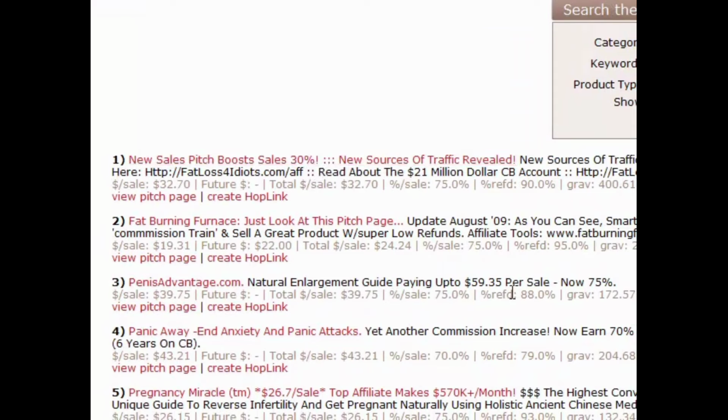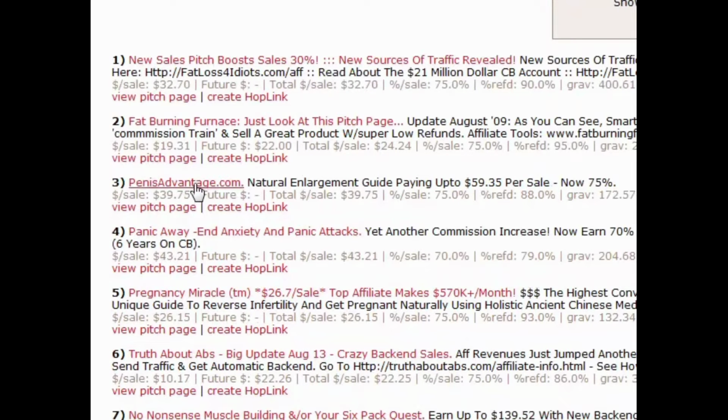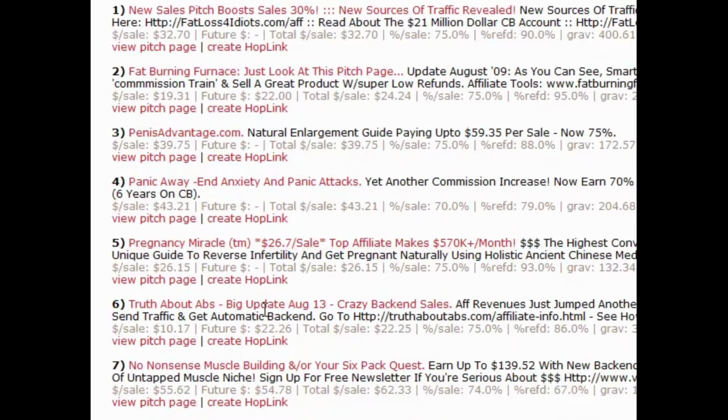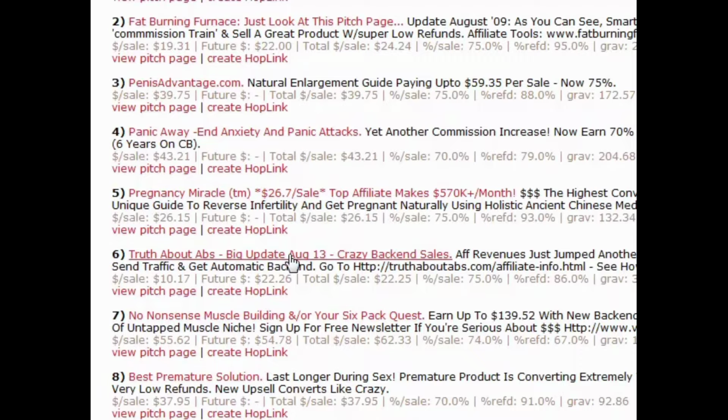There's always fat loss for idiots, of course. There's always penis problems and stuff like that. Panic Away, that's always all right. Truth About Abs, this is always a good one.